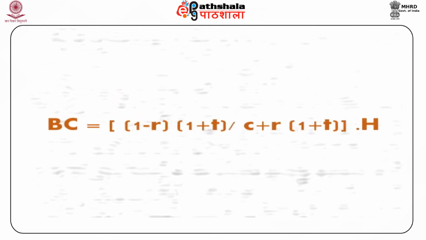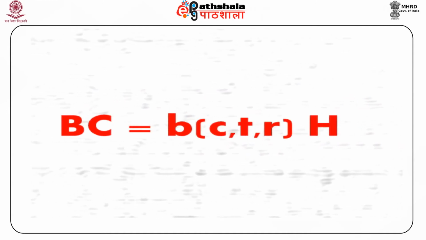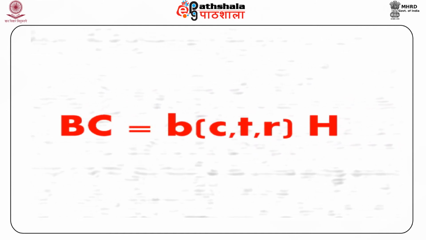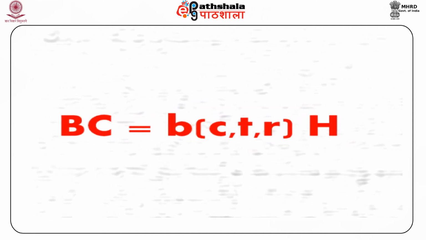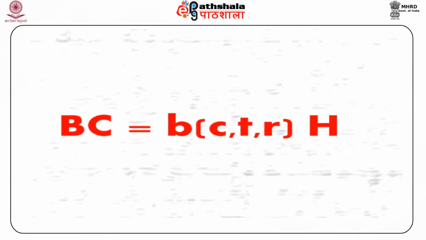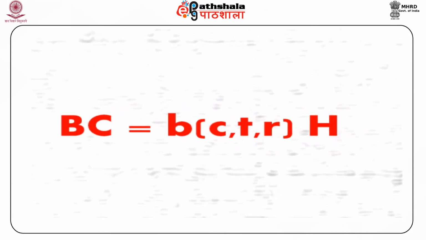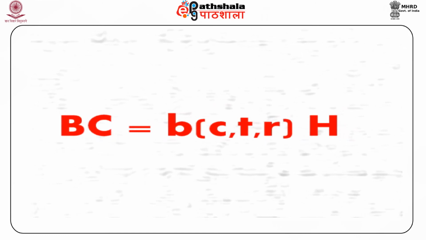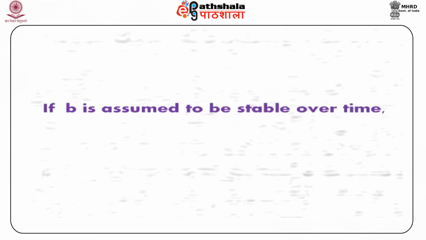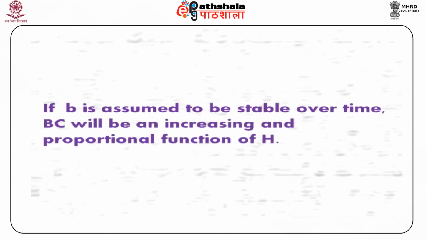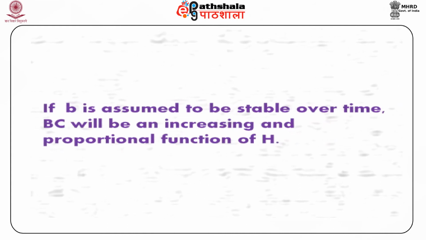Substituting, we have, this makes BC a proportional function of H, where the factor of proportionality is a function of three behavioral asset ratios, C, T, R. This factor is called the bank credit multiplier and is denoted by B. So we can rewrite the equation as BC is equal to B(C, T, R) times H. If B is assumed to be stable over time, BC will be an increasing and proportional function of H. This is the crux of the H theory of bank credit.